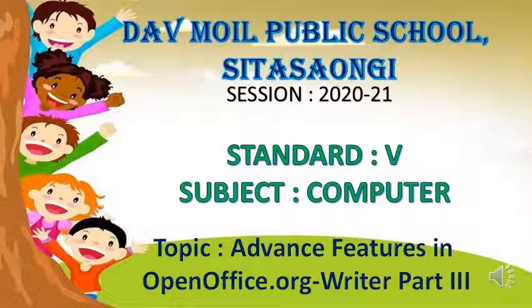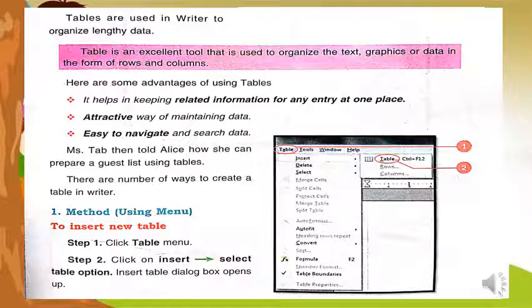In this video we are going to discuss the advanced features in OpenOffice.org Writer, part 3. Earlier we discussed tables and why we use them. Let me tell you again what a table is. Tables are used in Writer to organize lengthy data.